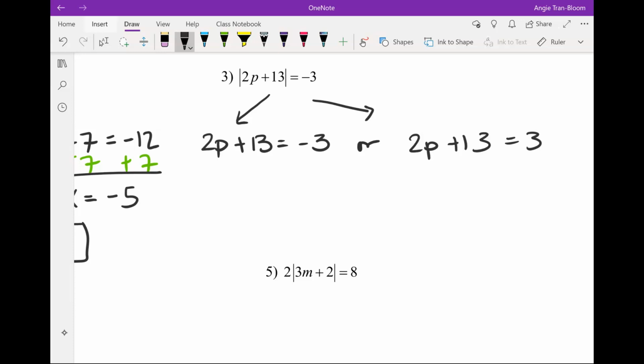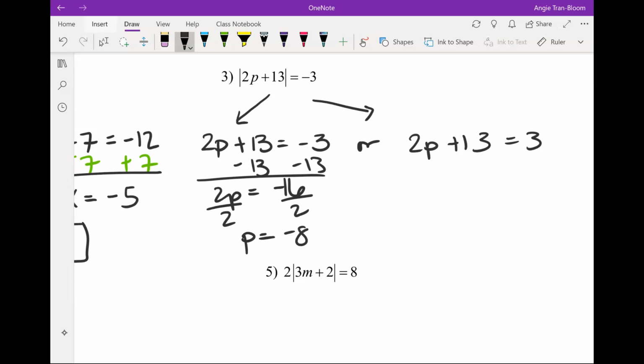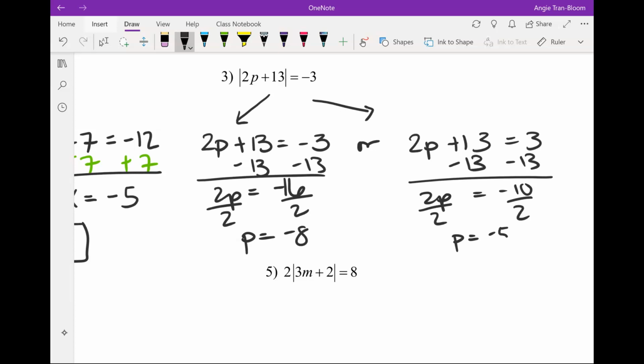Dahlia, can you guide us to solving the first equation? Good. And then you have 2p equals. And then after that, what did you do? Good. And then p is? Good. And then Maggie Ray, can you guide us solving the second equation? Good. Guys, did you check the answers?